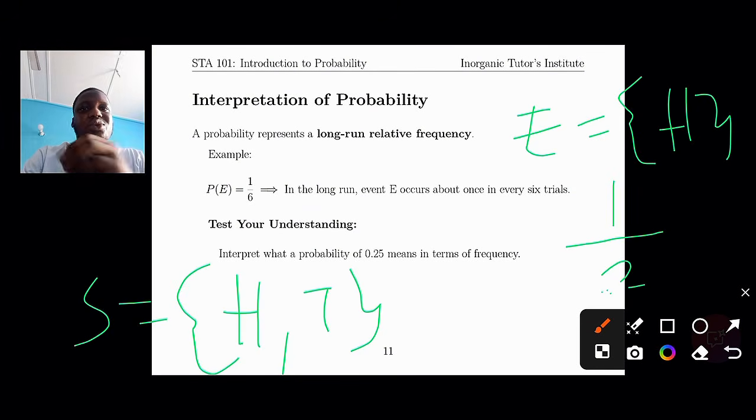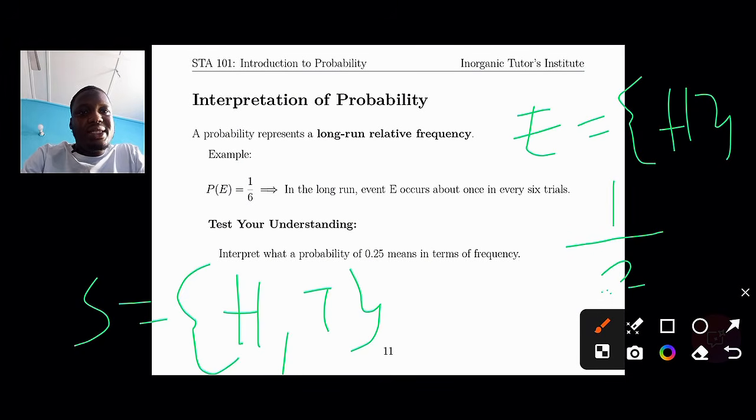So when you do the experiment continuously for a very long time, you realize that the total number of heads that you get, when you divide it by the total number of times you've done the experiment, will be moving very, very close to 0.5, unless you don't do it for a long time. So that's what I mean by when it occurs in the long run, the probability approaches what we obtain from the classical probability.